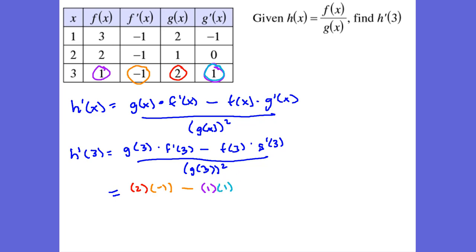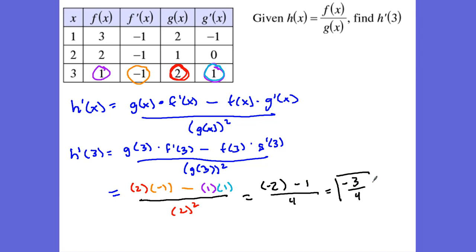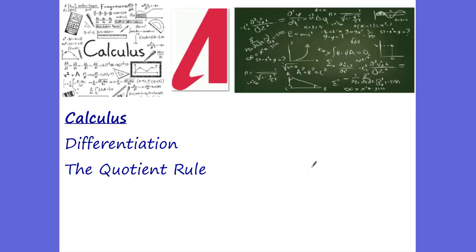All over, right, g of 3. What was g of 3? G of 3 was equal to 2, wasn't it? So we had 2 right here, and it's being squared. And now we can simplify it, can't we? 2 times negative 1 is negative 2, minus 1, all over 4. So negative 2 minus 1 is negative 3, over 4, we get negative 3/4. And that is the quotient rule. Hope that made sense, and you'll get a little bit of practice at the quotient rule. See you guys.